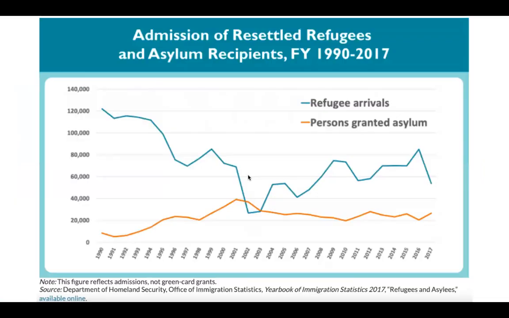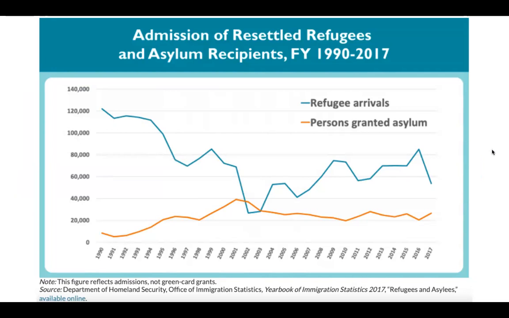Okay, so here's just a graph of numbers showing the amount of refugees versus the amount of asylum persons or approved asylum visas. As you can see, just a lot more refugees as opposed to asylees.